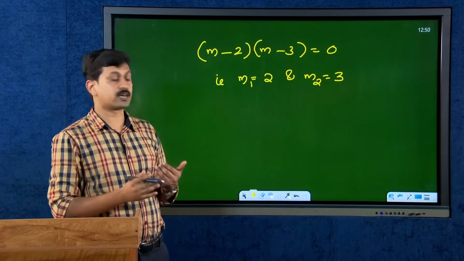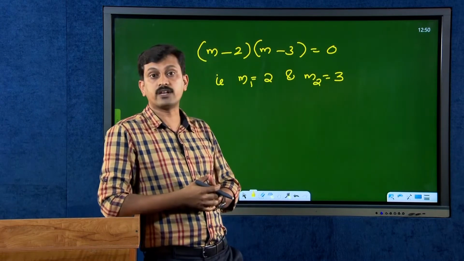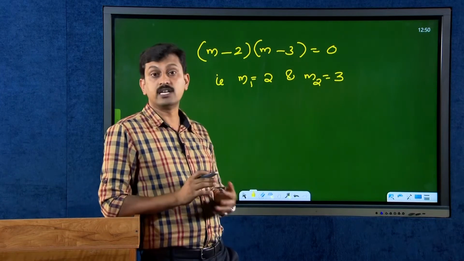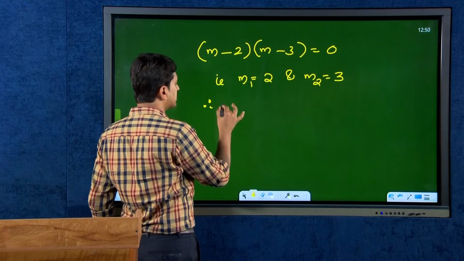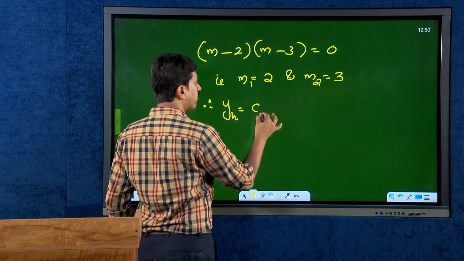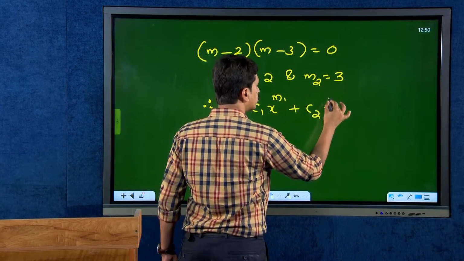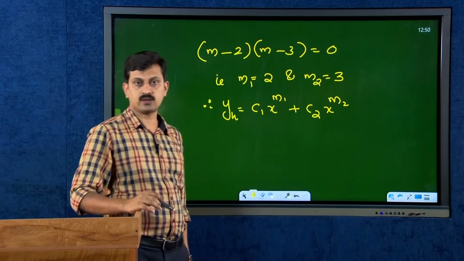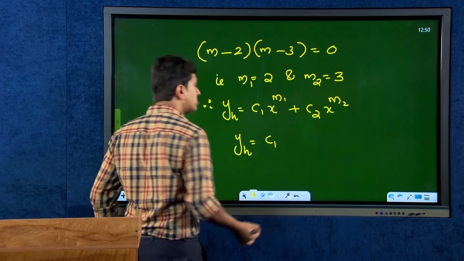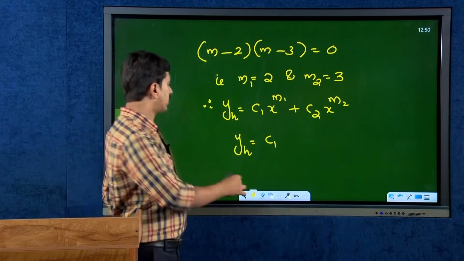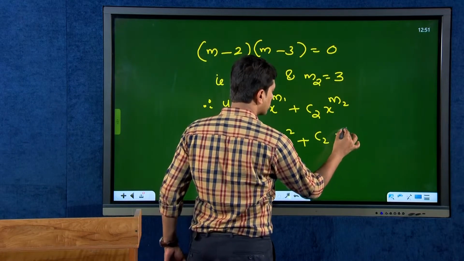Now we found the roots of the auxiliary equation: they are 2 and 3, real and distinct. Therefore, yh is, as we already discussed, C1 x raised to m1 plus C2 x raised to m2. So yh is equal to C1 into x square plus C2 x cube.